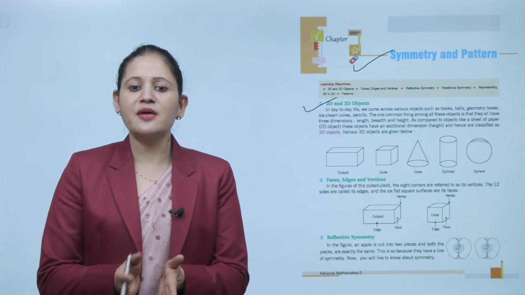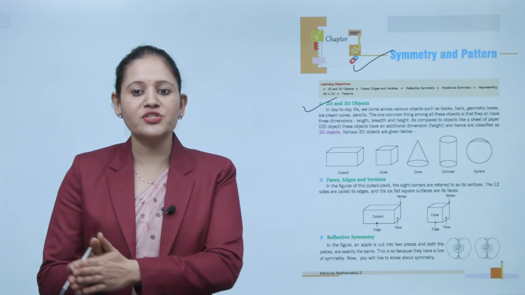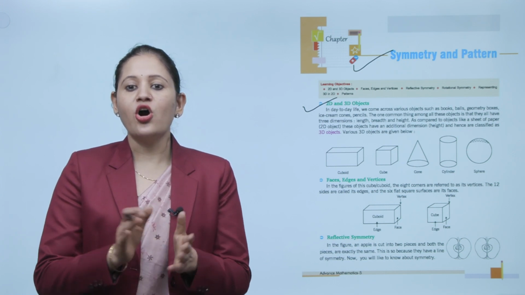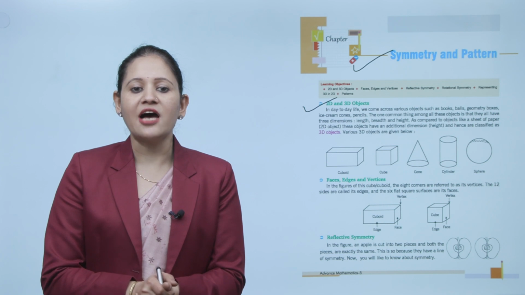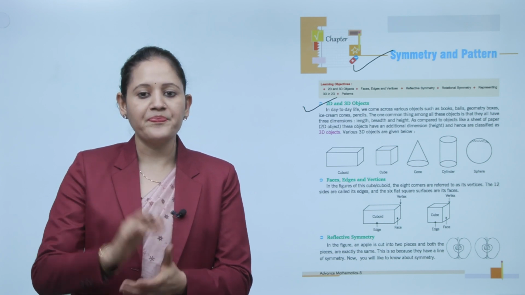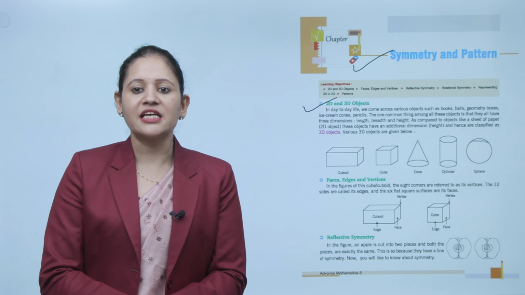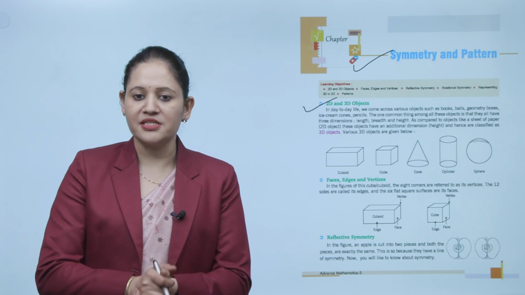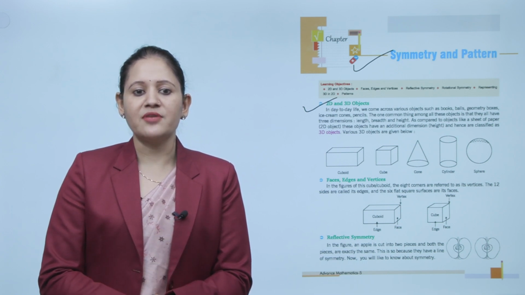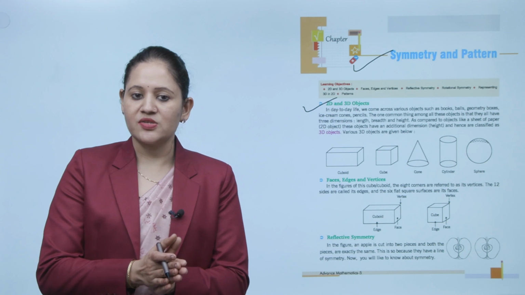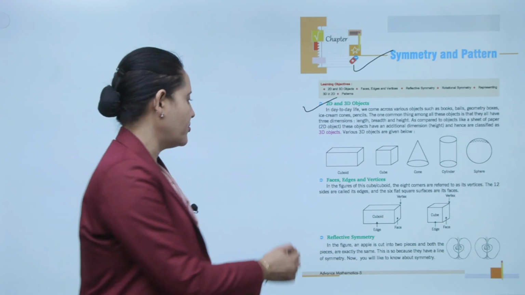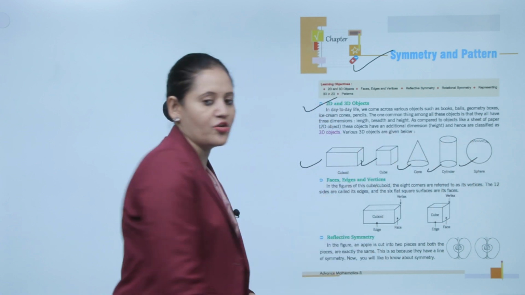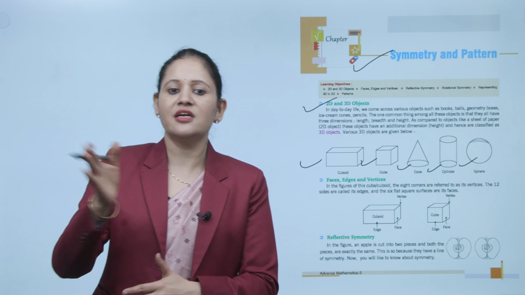In day-to-day life, we come across various objects such as books, balls, geometry boxes, ice cream cone, pencil. The one common theme among all these objects is that they all have three dimensions: length, breadth and height. As compared to objects like a sheet of paper, that is a 2D object, these objects have an additional dimension, that is height, and hence are quantified as 3D objects. Various 3D objects are given below: cuboid, cube, cone, cylinder, sphere. They are 3D objects. They have three dimensions: length, breadth and height.